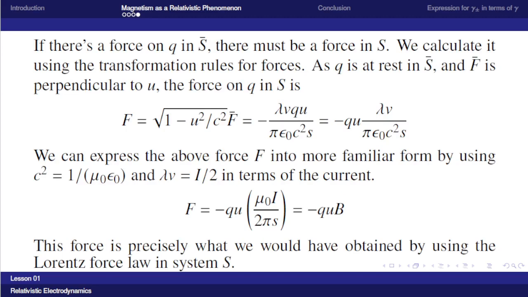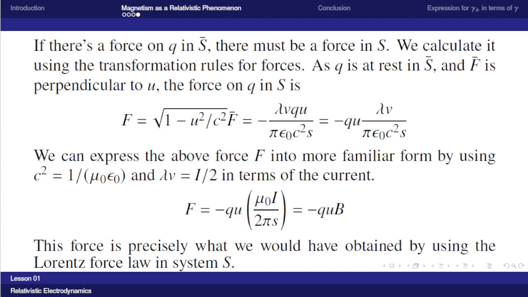Now this force can be written in a more familiar form. It is minus qu into lambda v by pi epsilon 0 c square. Now c square is 1 by root of mu 0 epsilon 0. And lambda v is related to the current in the conductor in the first frame S, that is 2 lambda v. So lambda v is I by 2. In terms of this, we can see it is minus qu into I by 2, and epsilon 0 c square is mu 0, so mu 0 I by 2 pi s. So it is equal to minus q u b.